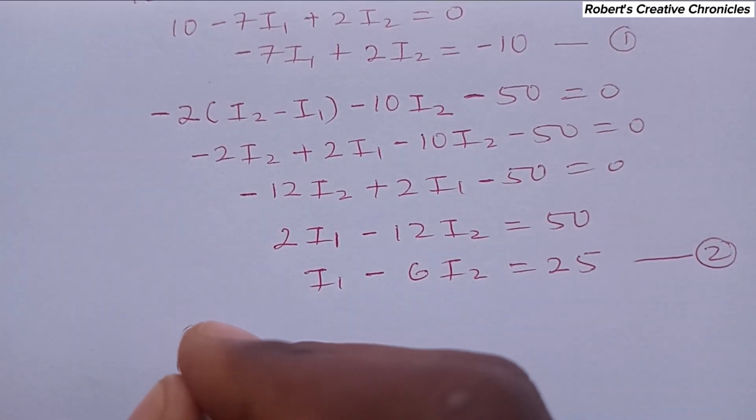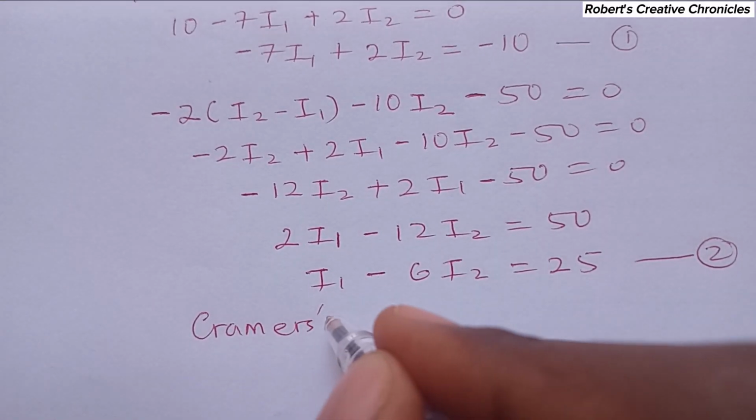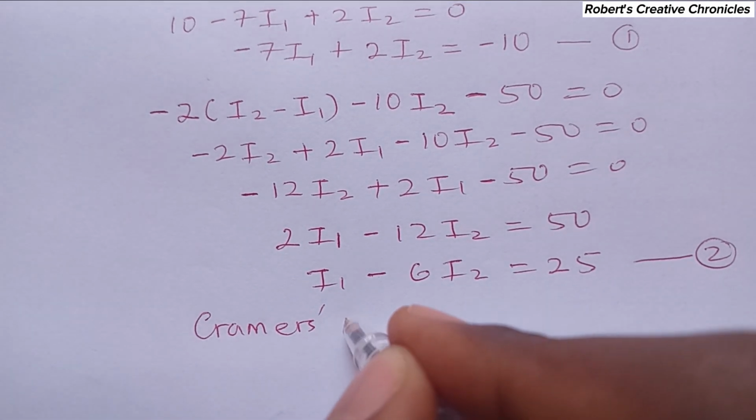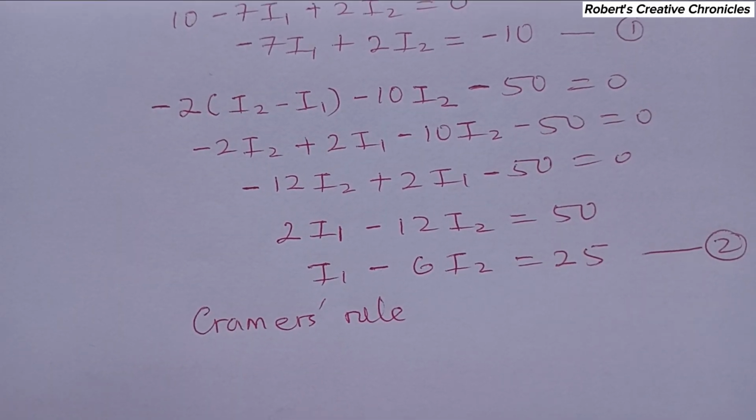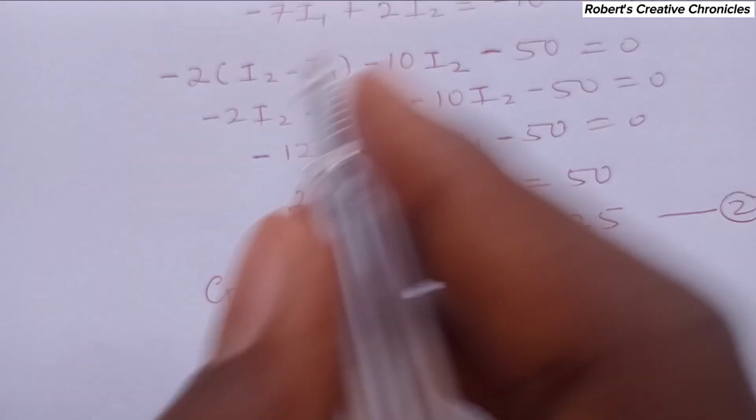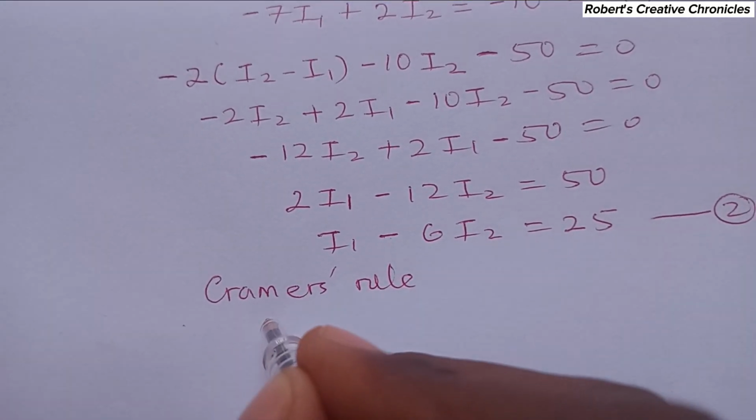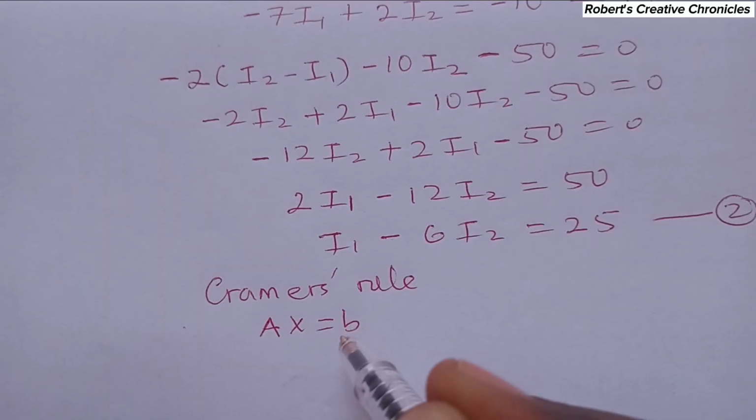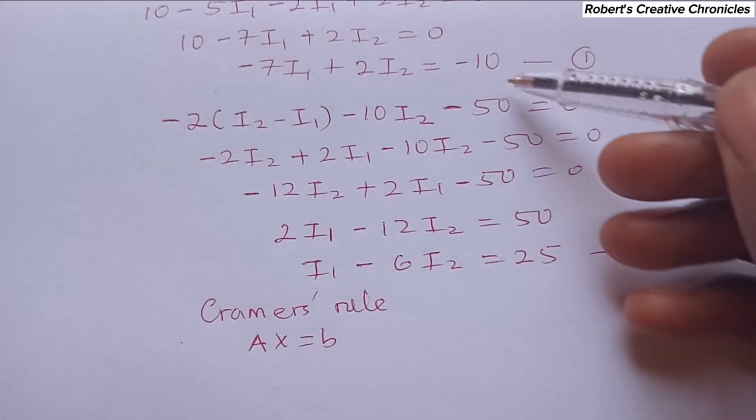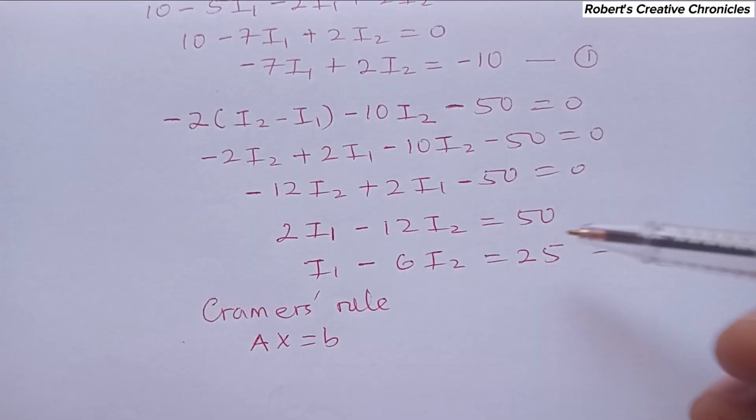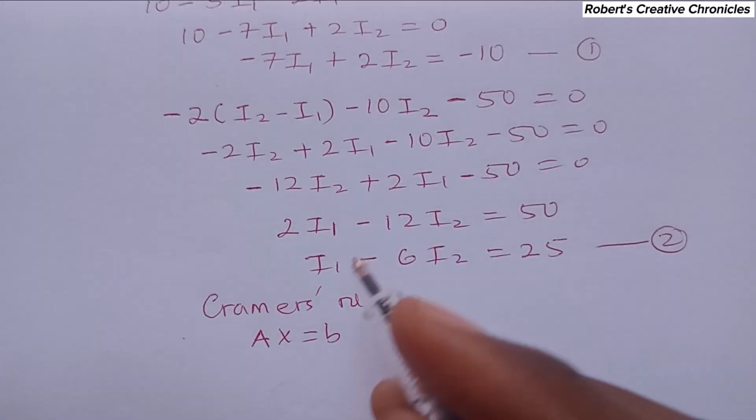So by Cramer's rule, using Cramer's rule now, we'll find the matrix of coefficients. The matrix of coefficients is given by the formula AX equals B. A is the matrix of coefficients, B is a column matrix containing these numbers, negative 10 and 25. Then X is our variable, which in this case is current I.